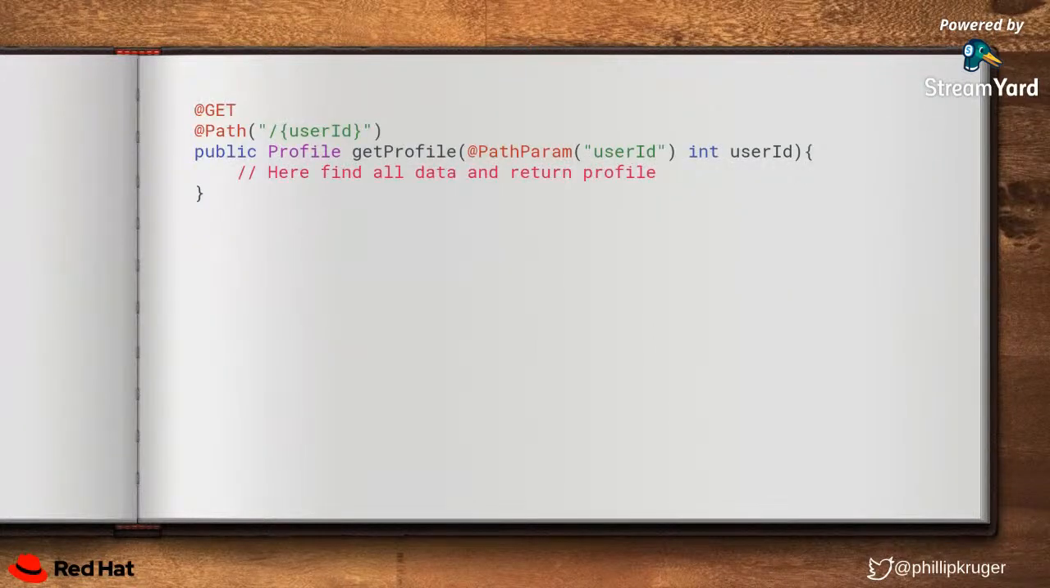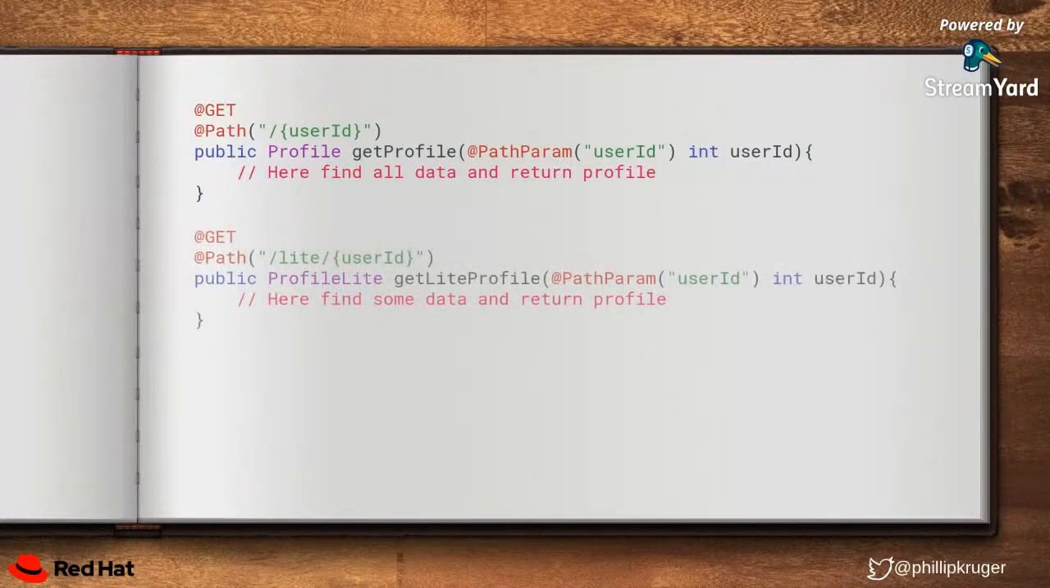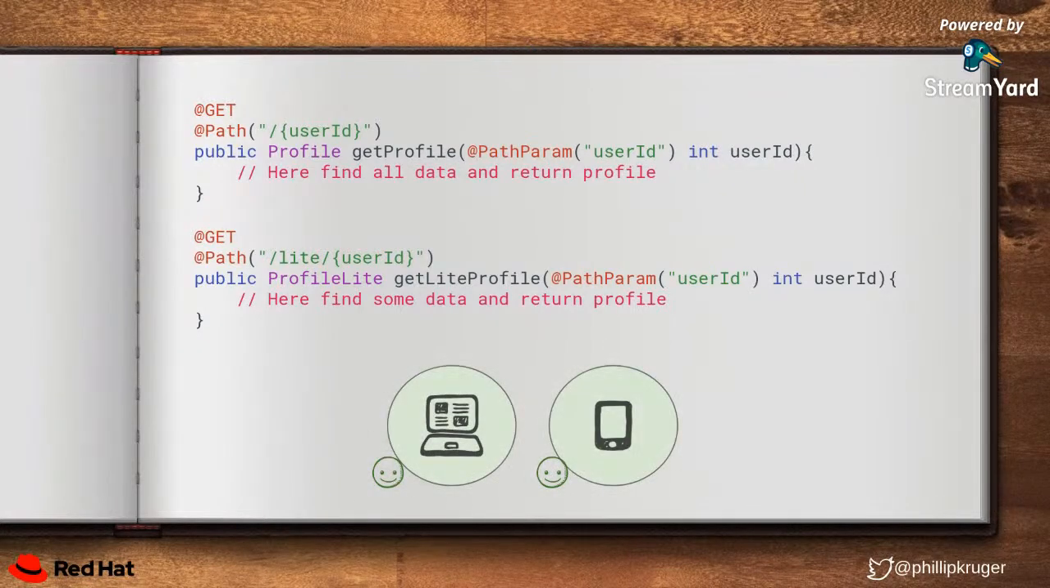So what did we end up doing? We created something like this, Profile Light, which is a new object which only contains the fields that the mobile team is interested in. It has a new URL. The mobile team can now call that and get the data that they want. Now both teams are happy. We weren't that happy, but we can continue.